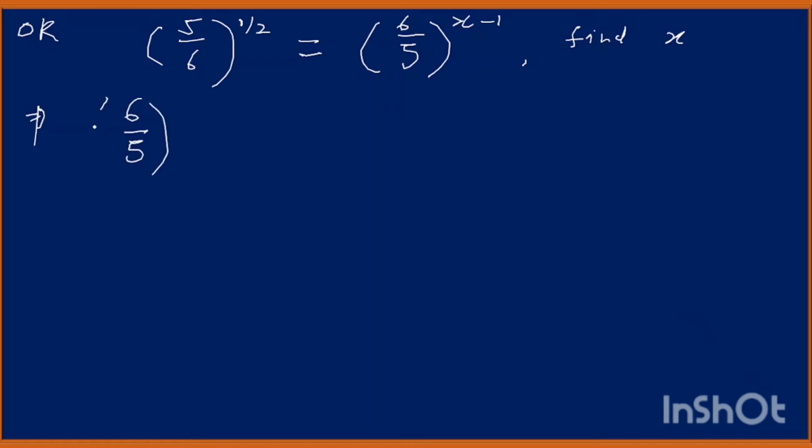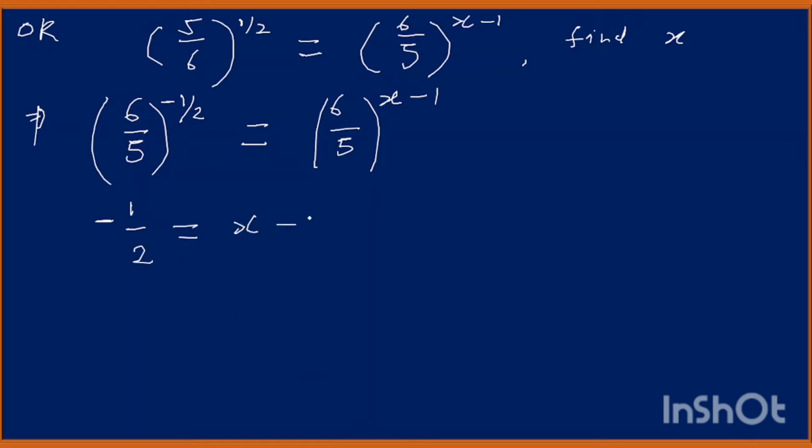Now a negative symbol will be attached to the power, so that is negative 1 over 2, not just 1 over 2. And this is equal to what? 6 divided by 5 to the power x minus 1. So the same thing I did previously, I'm going to equate the powers. So if I do that, I'm going to have minus 1 divided by 2 is equal to x minus 1.